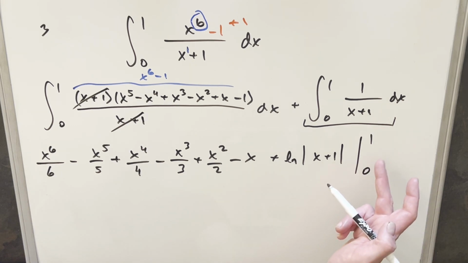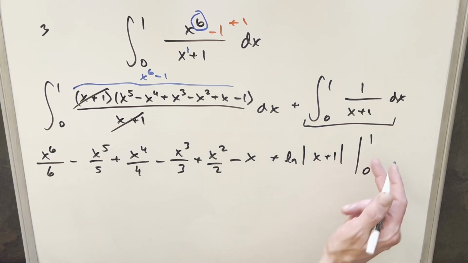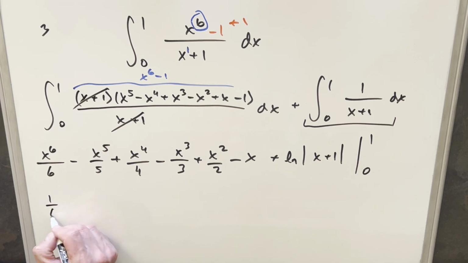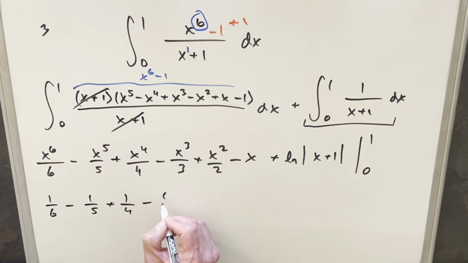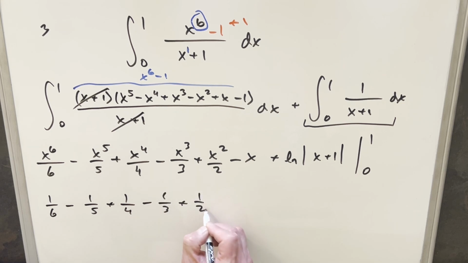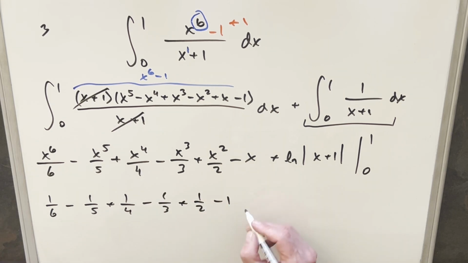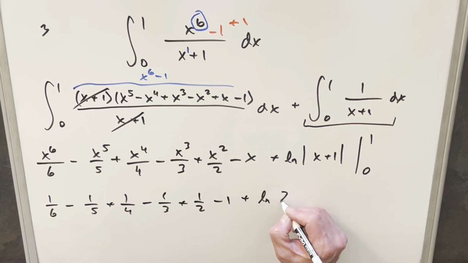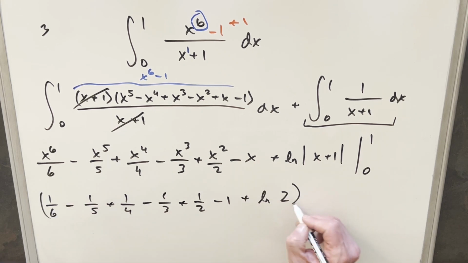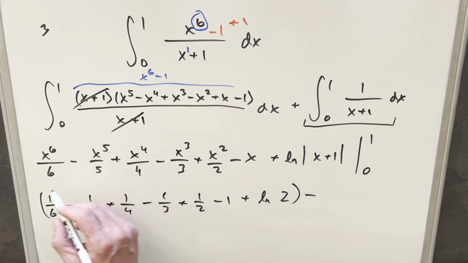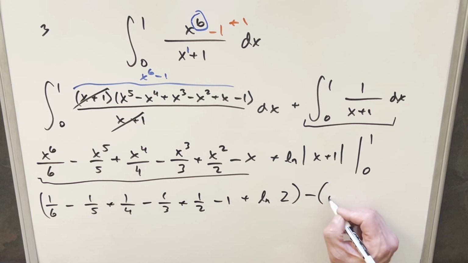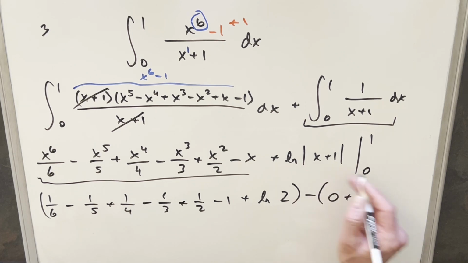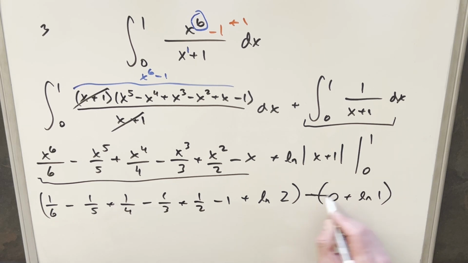But the bounds are pretty nice. It's going to be pretty easy to evaluate at 0 and 1. So evaluating at 1, we're going to end up with 1/6 minus 1/5 plus 1/4 minus 1/3 plus 1/2 minus 1. And then here this is just going to become natural log of 2. And then for the second part, we're going to subtract. We plug 0 in though. This is a polynomial, even the last term, so all that's 0. And then plugging 0 in here, we're going to have natural log of 1. But natural log of 1 is 0, so this whole part goes away.